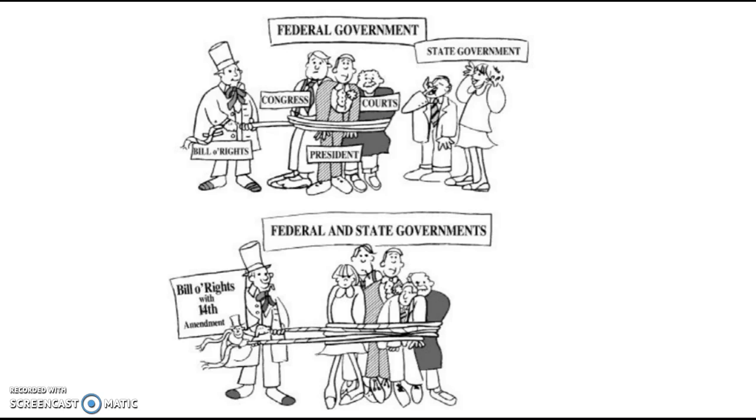Here's a funny cartoon. I can hear you laughing. It shows the federal government at first was bound by the Bill of Rights, but the states weren't. And they were making faces because they didn't have to abide by the Bill of Rights. And then after the 14th Amendment, the states and the federal government were bound by the Bill of Rights.